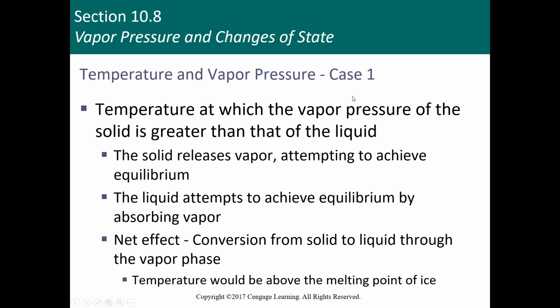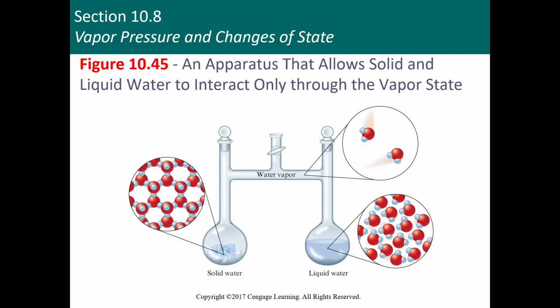So let's try this in a few different cases. So case 1, the temperature at which the vapor pressure of the solid is greater than liquid. So in this case, the solid will release a vapor that will attempt to achieve equilibrium. The liquid will attempt to achieve equilibrium by releasing a vapor as well. The net effect is going to be conversion of the solid to the liquid through the vapor phase. So this temperature would be above the melting point of the ice. In this case, by the way, since it's likely we're not at the proper pressure for this to sublimate, this is probably melting and then evaporating over here, by the way.